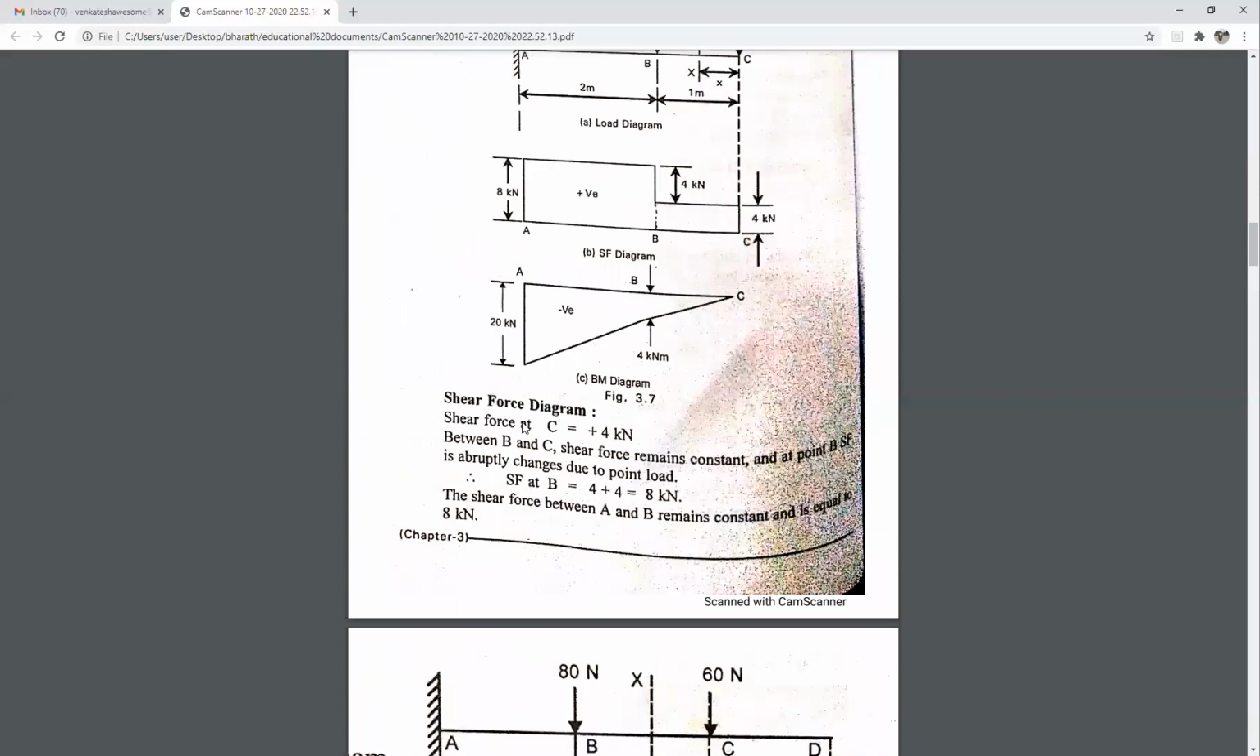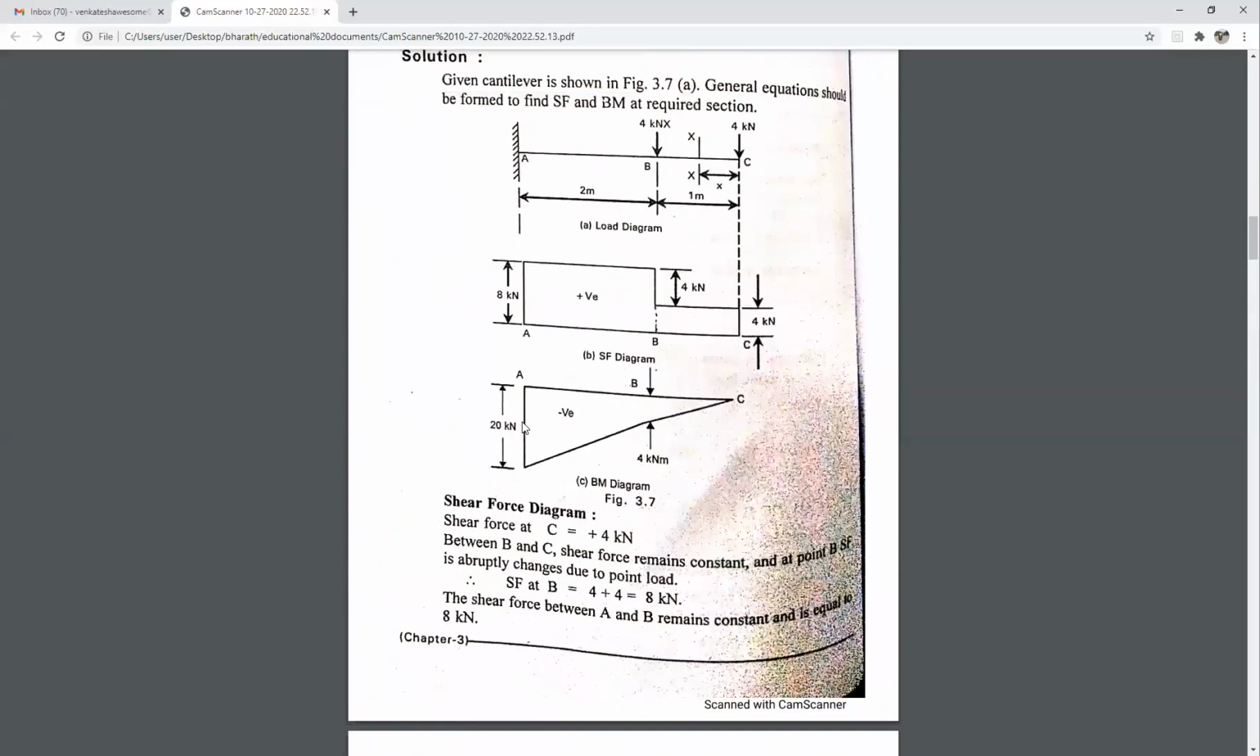So let me revise how we construct the SFD and BMD diagrams. Okay, a few more. So this is the cantilever beam, which has a system of forces, 4 kilonewtons at a distance of 1 meter from the free end. So how do we construct the SFD? How do you construct the BMD also?